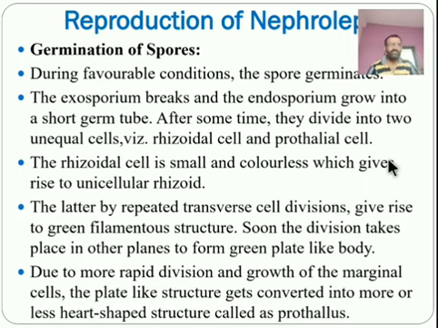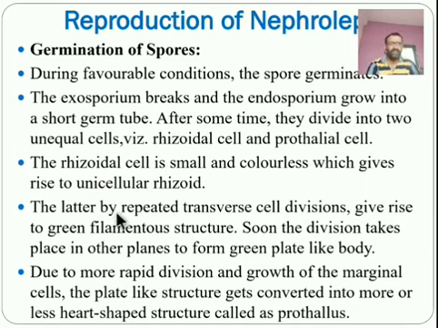Next is the germination of the spore. After they are dispersed into the air, during favorable conditions, the spore germinates. The exosporium, which is the outermost covering of the spore, breaks, and the endosporium grows into a short germ tube. From the endosporium a small germ tube arises. After some time it divides into two unequal cells, the rhizoidal cell and the prothallus cell. The rhizoidal cell is small and colorless, and it gives rise to the unicellular rhizoid. A rhizoid is a root-like structure, and it is unicellular.